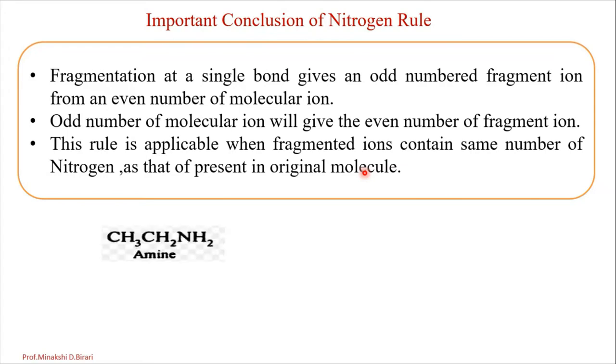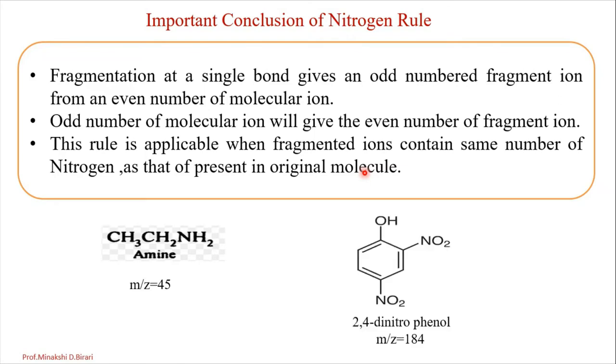So let us see the examples. The first example is ethylamine, CH3CH2NH2, having m/z value 45, and the second example is 2,4-dinitrophenol, 2,4-DNP, having m/z value 184. Now if we observe 2,4-dinitrophenol, two nitrogen atoms are present, and the molecular ion peak is observed at m/z 184.